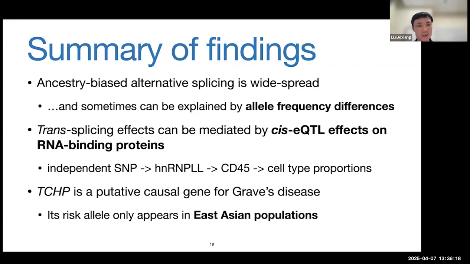And last but not least, we showed that colocalization can explain cell type specific GWAS signals. TCHP is one example, which is a putative causal gene for Graves' disease, and its risk allele only appears in East Asian populations.